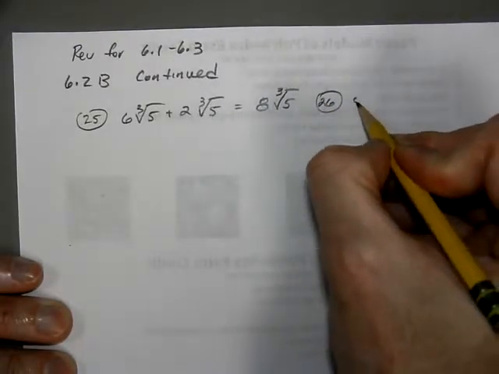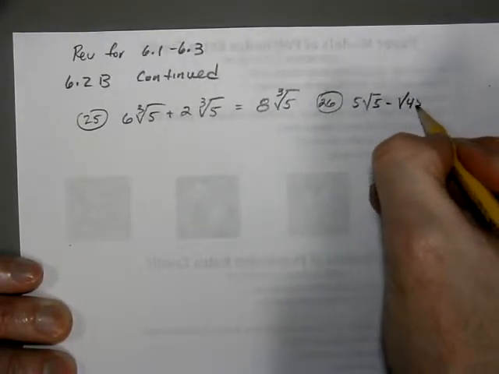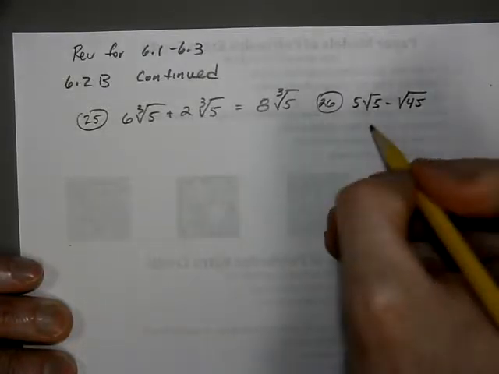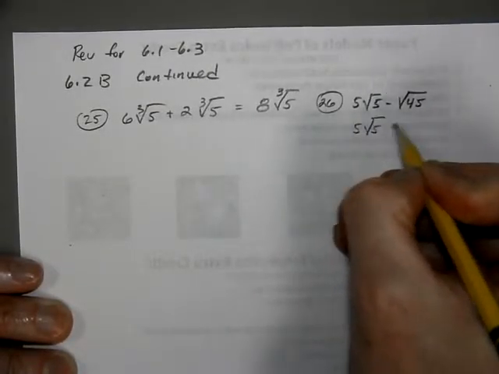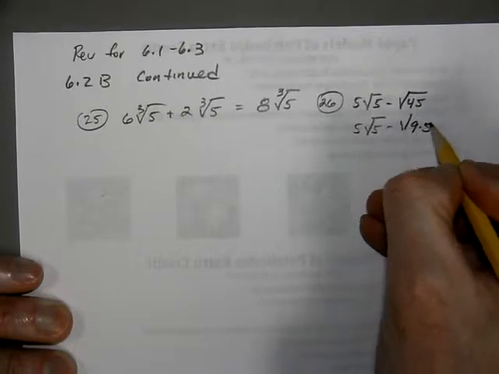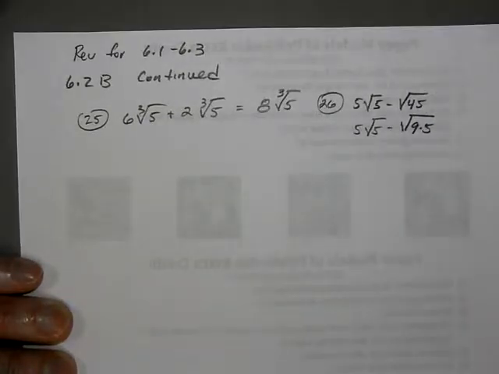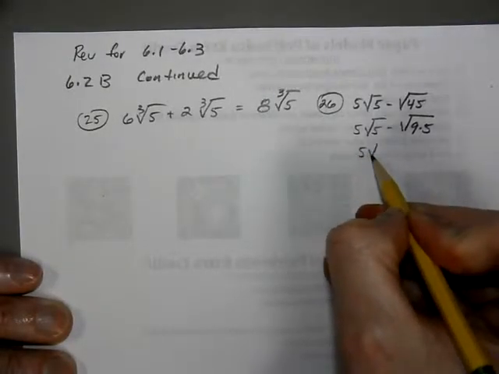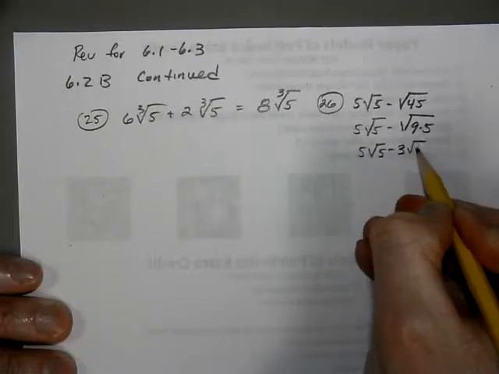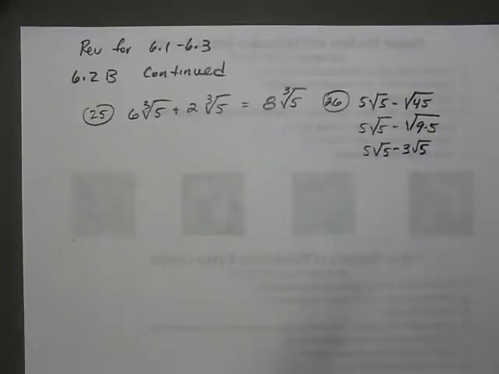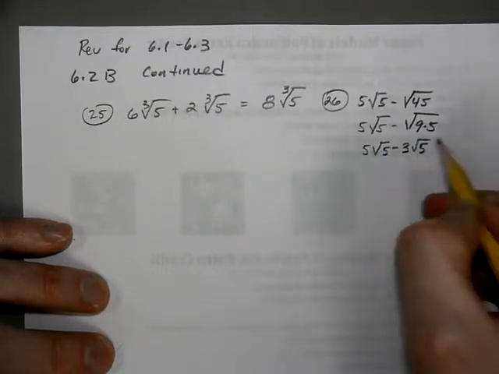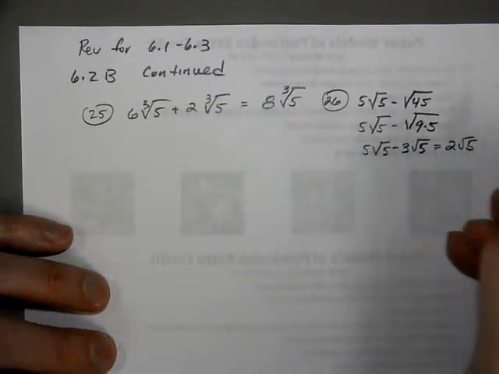Number 26, 5 times square root of 5 minus the square root of 9 times 5. Nine times 5 makes 45. The square root of 9 is 3 with the 5 still inside. Now what's inside my square roots are exactly the same, so they're called like radicals. So 5 minus 3 gives us 2 square root 5.